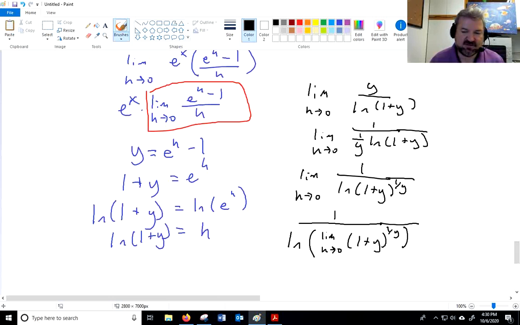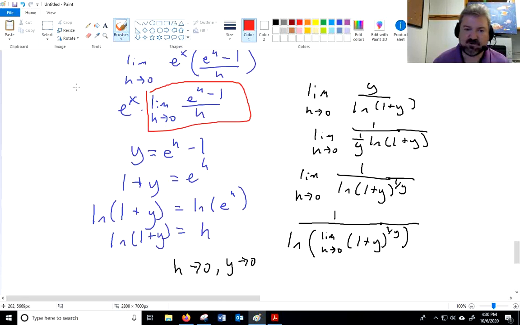Now, let's think about what it means that h is going to 0. Well, remember that y is e to the h minus 1. So if h is going to 0, then what is y going to? As h goes to 0, since y is e to the h minus 1, we know that y is going to 0. So really, this is saying the limit as y goes to 0 of 1 plus y to the 1 over y. But do you remember what that is?